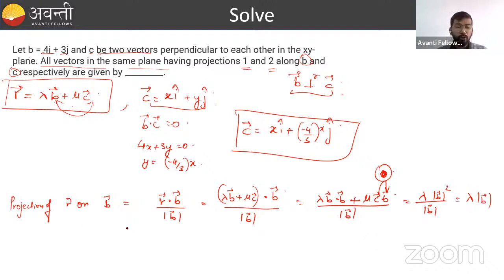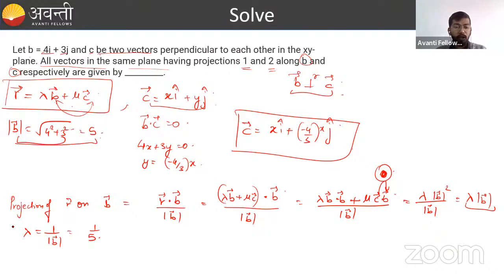Okay, this comes out to, so projection of r bar on b bar is lambda times mod of b. So this is given as 1, right? So lambda comes out to be 1 upon mod of b bar, which is 1 upon 5, right? So mod of b bar is equal to under root 4 square plus 3 square, right? So this comes out to be 5. Okay, so we got the value of lambda, correct?